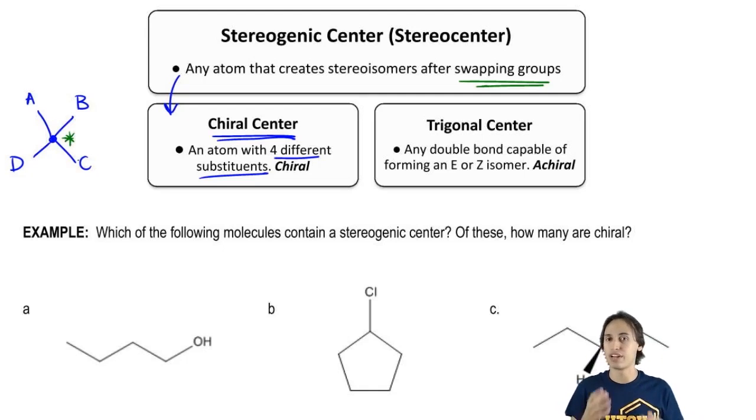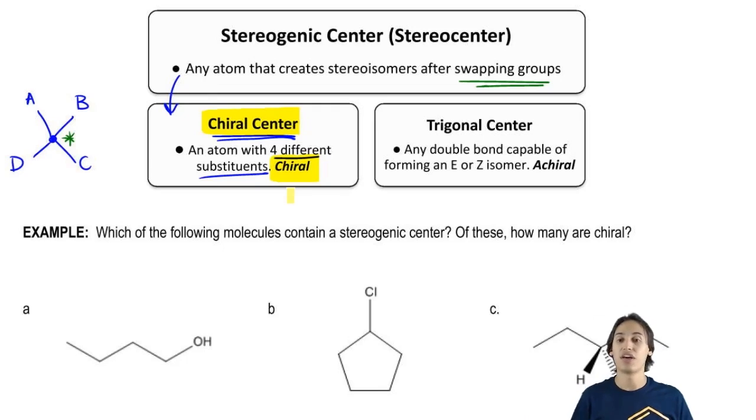Why is it so special that it has 4 different groups? I'll explain that in a little bit. But that's the only thing you need to know. If it has 4 different groups, it's a chiral center, and as you guys might have guessed, a chiral center is a predictor of chirality. So if I have a chiral center, that means that that molecule is going to be chiral. Okay? So now let's go on to the next step.